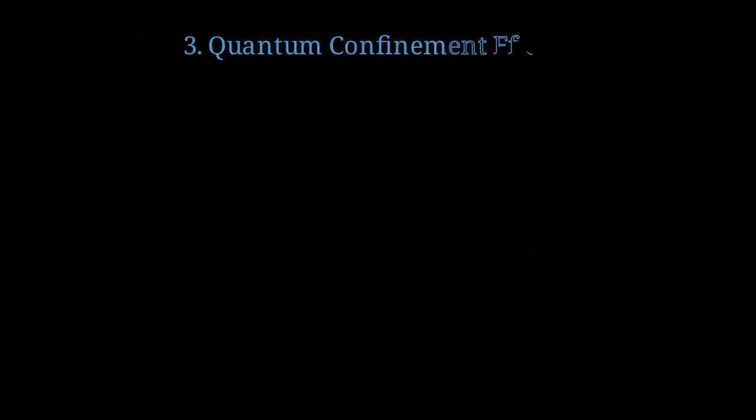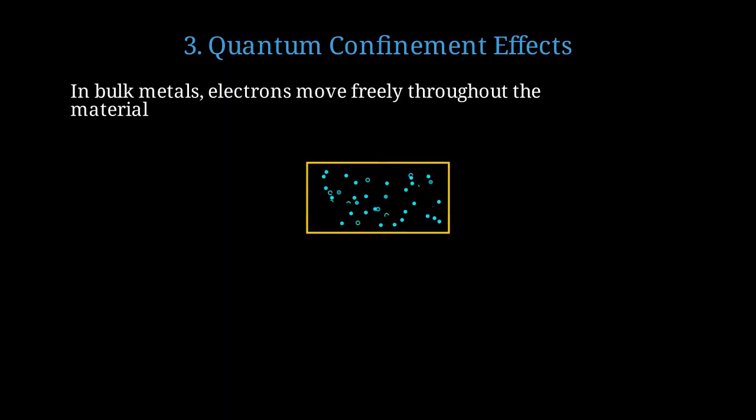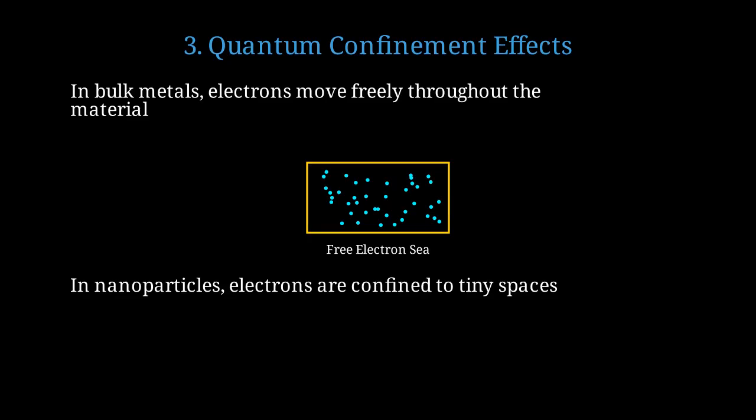But surface area alone doesn't explain everything. Quantum mechanics enters the picture. In bulk gold, electrons can move freely throughout the entire metal structure in what we call a continuous electron sea. Think of electrons as a sea that can flow throughout the entire bulk metal without restrictions. But in nanoparticles, electrons are confined to extremely small volumes, and quantum mechanics fundamentally changes their behavior.